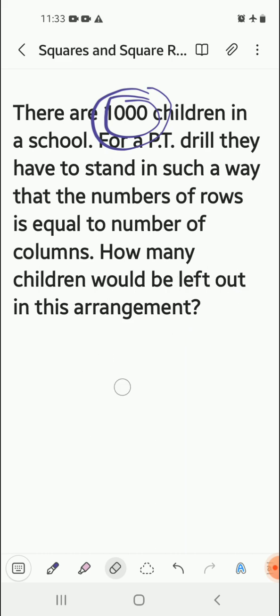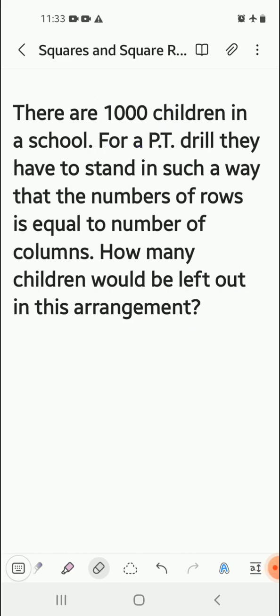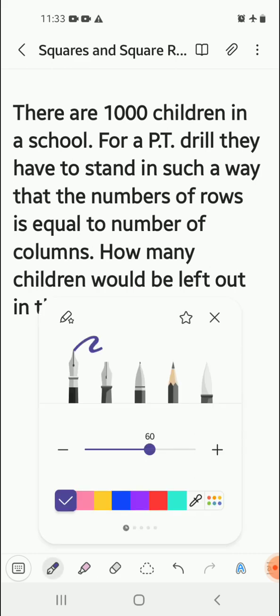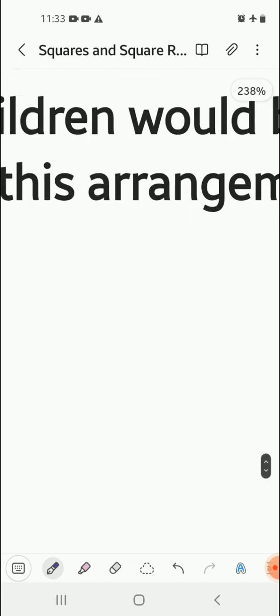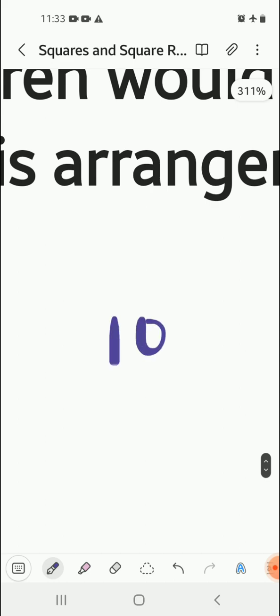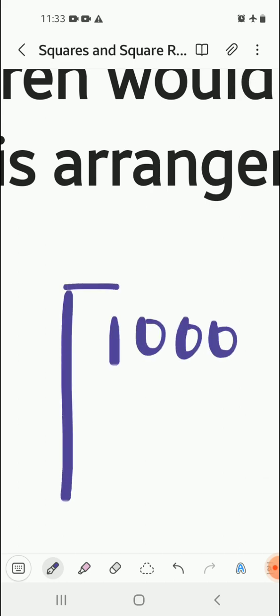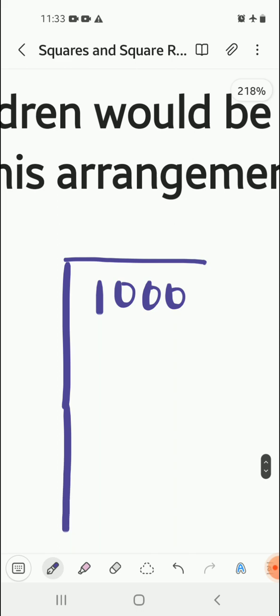So let's follow the steps now. The first step will be to find the square of the number. Square, because we are finding the arrangement in rows and columns. This is the way it is arranged: equal rows and equal columns. It means we have to find a square. So first we will find the square root of the number, that is 1,000. In the general manner, 1,000 will be written in this manner.